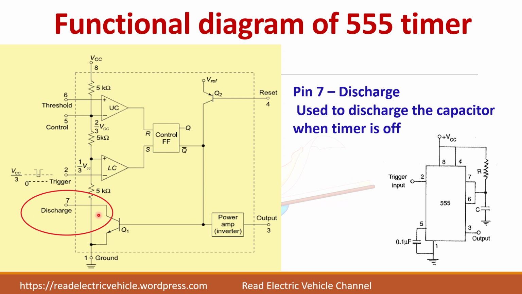Next, this is the discharge pin, the 7th pin. Normally we will be connecting a capacitor here because this R and C will determine the time period of the output signal. So this capacitor has to be discharged. This happens when the output is 0. When you have a 0 output, it means that you are having 1 here. 1 here means this transistor will be on and it acts as a short circuit and the capacitor will get discharged. Basically this output circuit is an inverter, so whatever you get here gets inverted here.